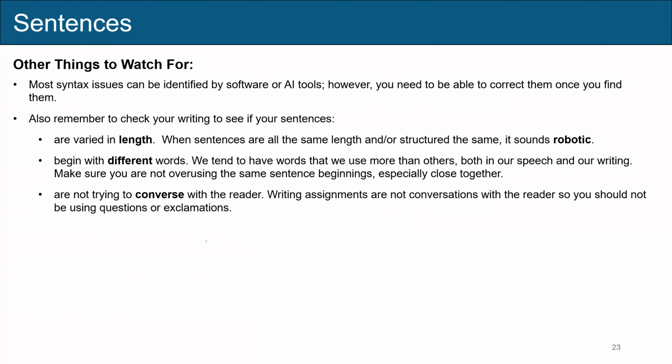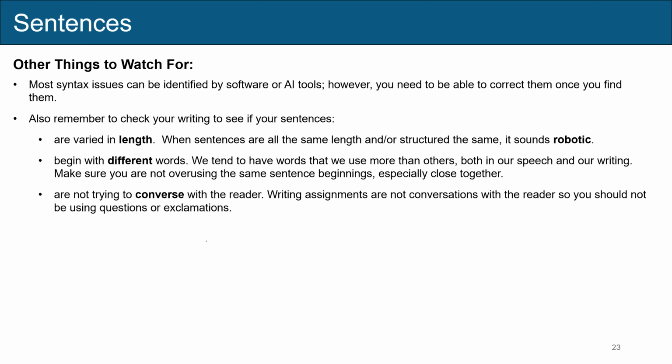Some other things to watch for when you are working on writing good sentences. You can use AI tools to check for syntax issues. Make sure that you correct them once it's been identified to you. Again, remember, AI you cannot use to write for you. You can use it to proofread for editing purposes. So, editing being the mechanics, the syntax, the grammar, those sorts of things to help make your writing more readable.